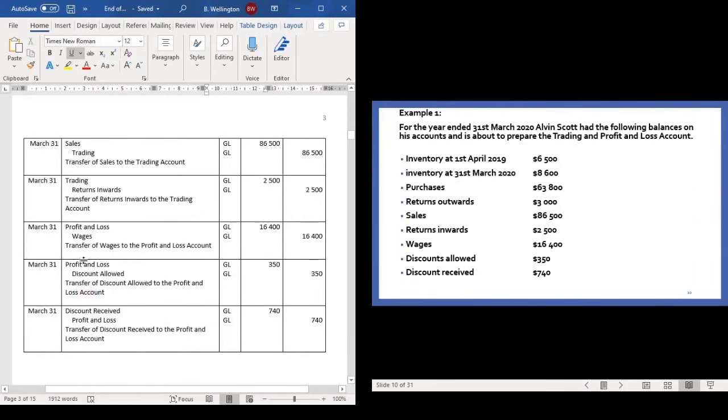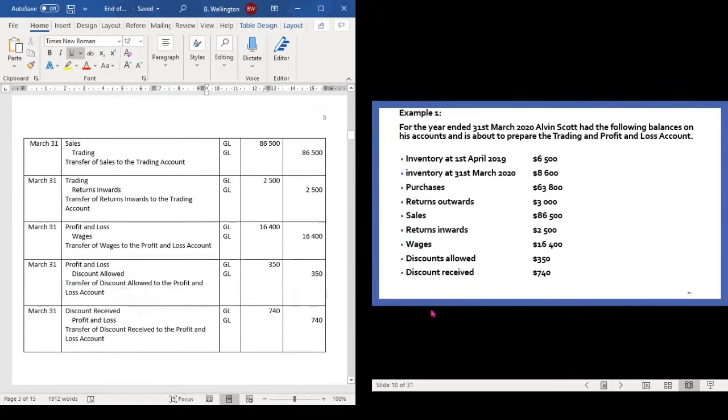Now, let us see how we deal with discount allowed. Discount allowed is also an expense, so it's treated similarly as we did with wages. The profit and loss account is debited with the $350, and discount allowed account is credited with the $350 to transfer the discount allowed to the profit and loss account.